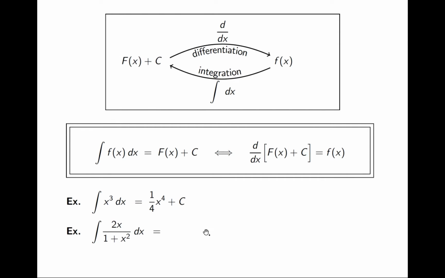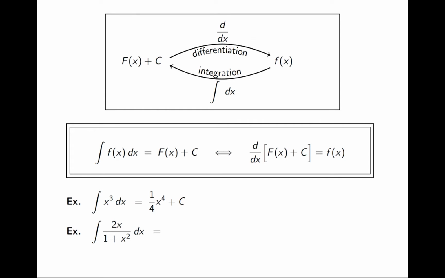Here's another example. The integral of 2x over 1 plus x squared dx. Now, that would stand for all of the antiderivatives of 2x over 1 plus x squared. Now, this is starting to look complicated, but the answer is actually really simple. What you would need to do is think about, do I know a function whose derivative is 2x over 1 plus x squared? If so, just put it right here and add a c to it.